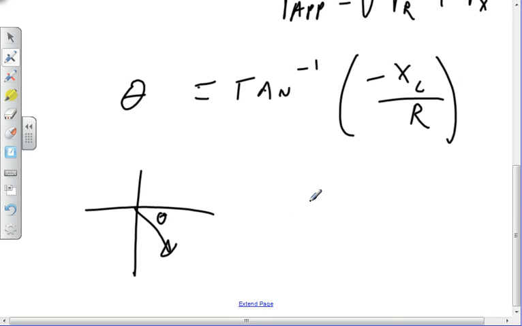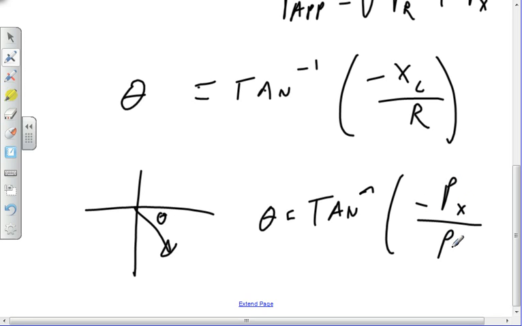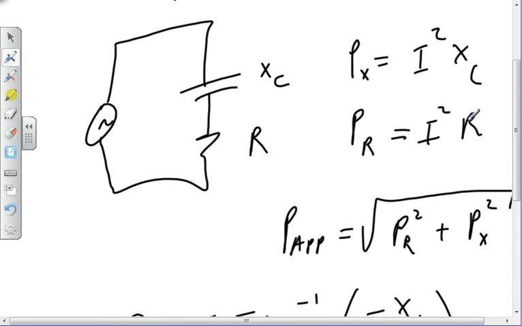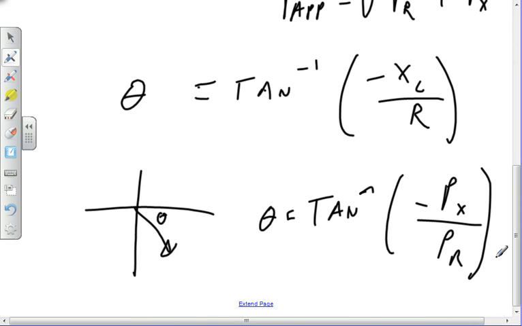You can also find the angle as the arctangent of minus the power reactance divided by the power resistance, because that's going to be the same ratio. I squared times those, so I'm just getting rid of the I squared and replacing them with those. So that's the same equation, just written a little bit differently.